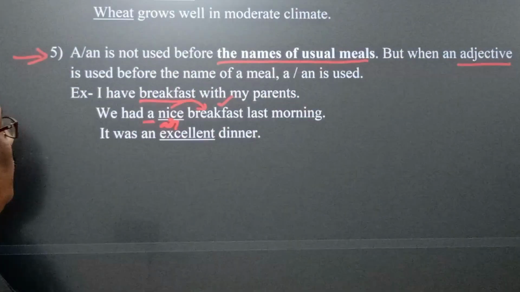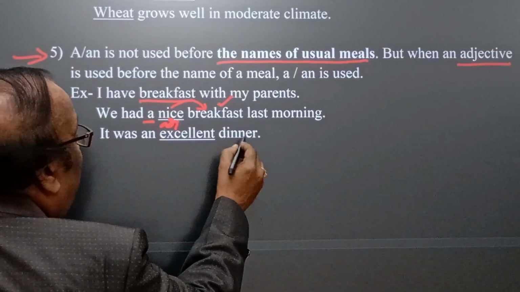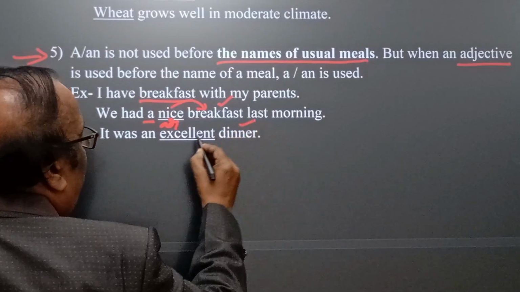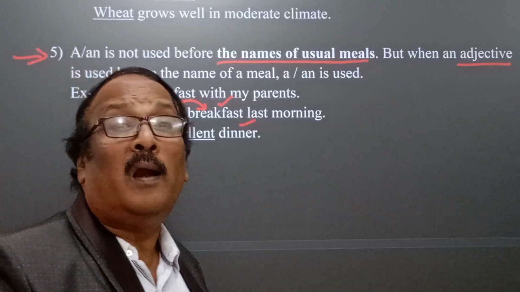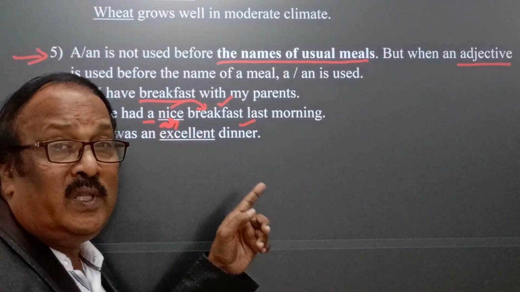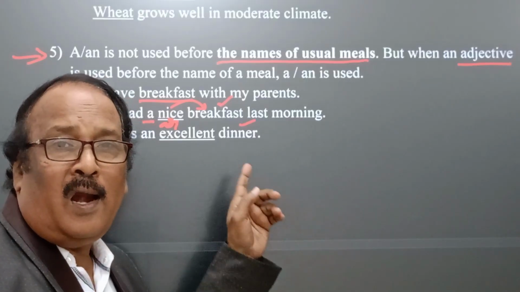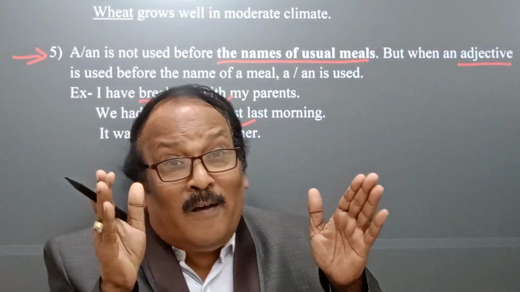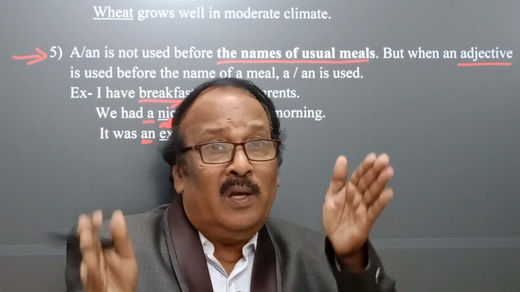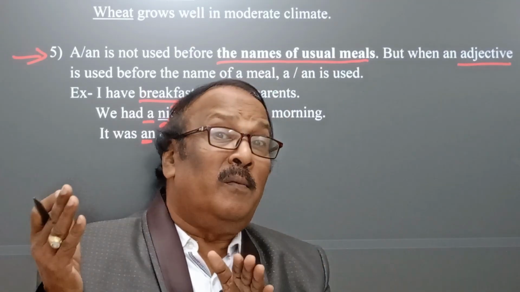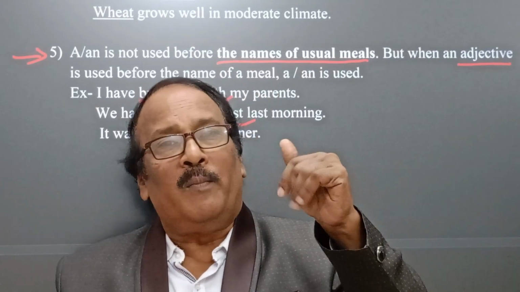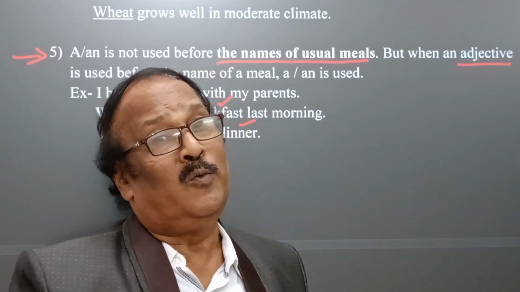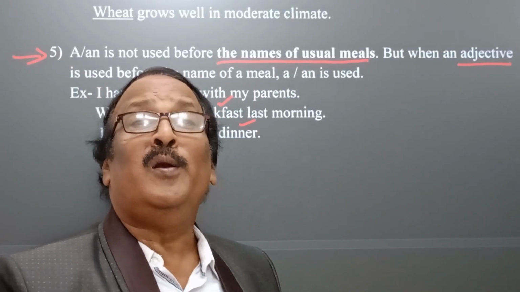Okay, so here we find the matter. It was an excellent dinner. You see, dinner is a usual meal, and before that is excellent, an adjective here, and excellent begins with the vowel e, and therefore an excellent. Here we find an excellent dinner. So this is the difference between the usual meal and the meal qualified or modified by adjectives. In that case we have to decide whether we have to use the article a or an or not.